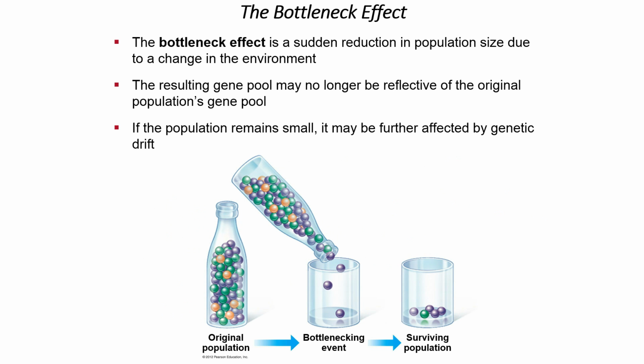The bottleneck effect. Here, in your original population, you have some catastrophic event that reduces the population size to very small numbers. As a result, this is purely random again, you have reduced the population allele frequency to only a few individuals. So you've lost a whole lot of genetic diversity.